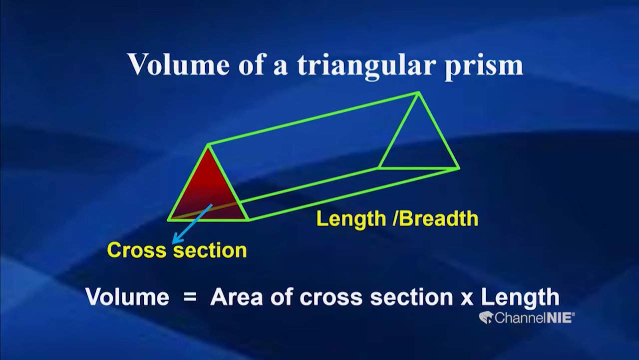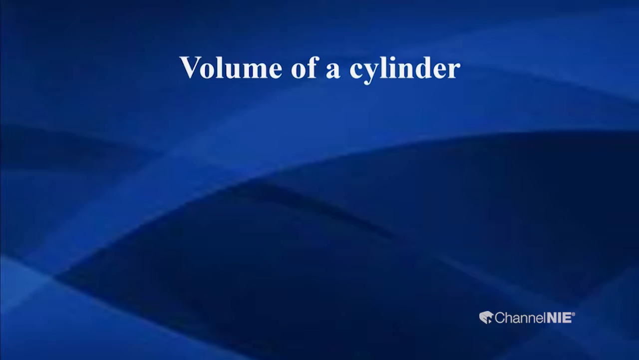The first one we learned is the cuboid. Now the second one we learned is the triangular prism. These are very important. Follow the same method to find the volume of that type of uniform object. Now look at this one, another very important object in our syllabus.